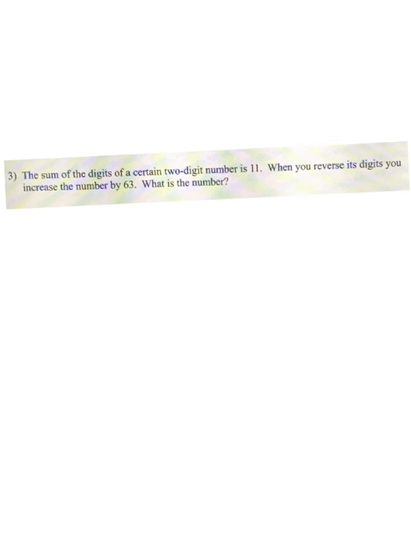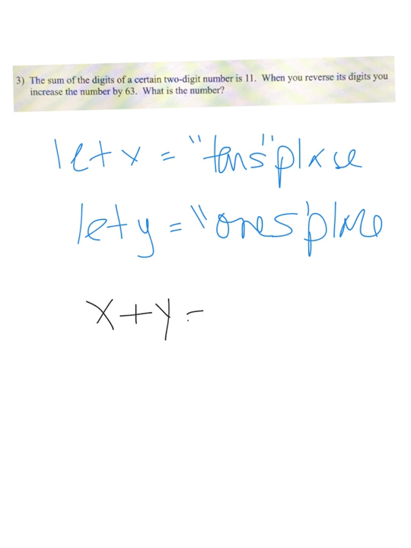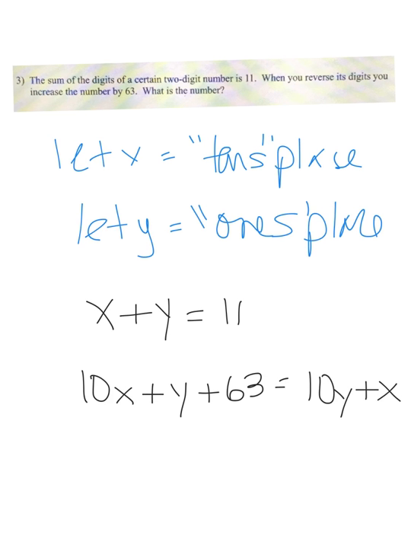Let's read this one. The sum of the digits of a certain two-digit number is 11. Same as the last one, we're going to let x equal the tens digit, and we're going to let y equal the ones place. So x plus y equals 11. When I reverse the digits, I increase the number by 63. So 10x plus y plus 63 is the same thing as 10y plus x. That's how you're going to set up that one.